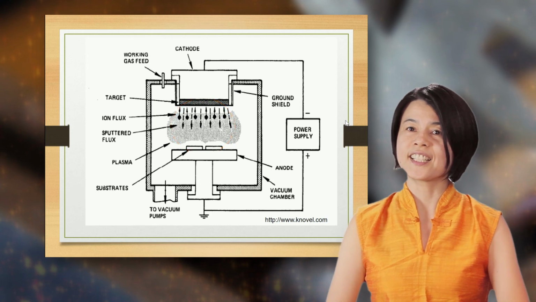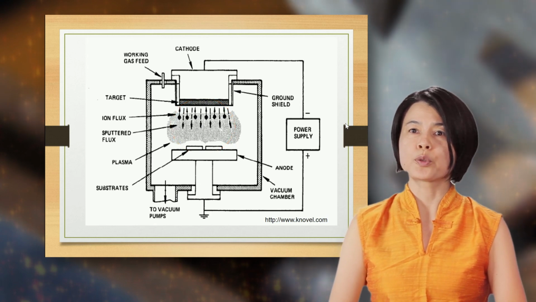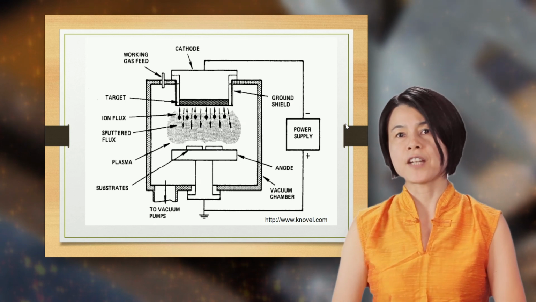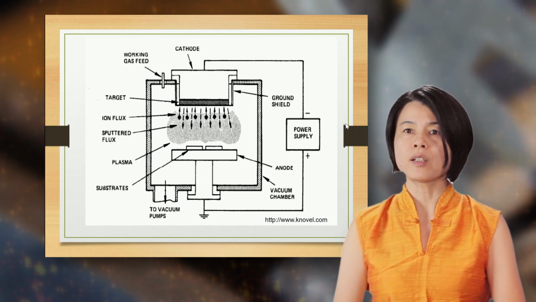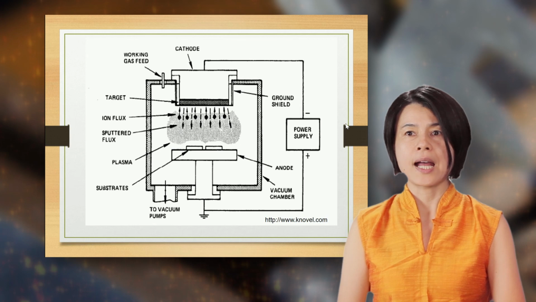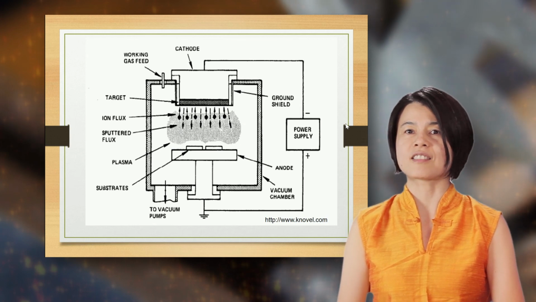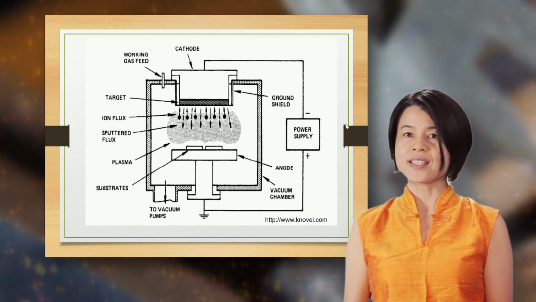Right, was that clear? Let's take a moment to recap the whole process of sputtering. 1. Vacuum. 2. Bombard the wafer with target material, and the target material is turned into the plasma state. So, what's next?